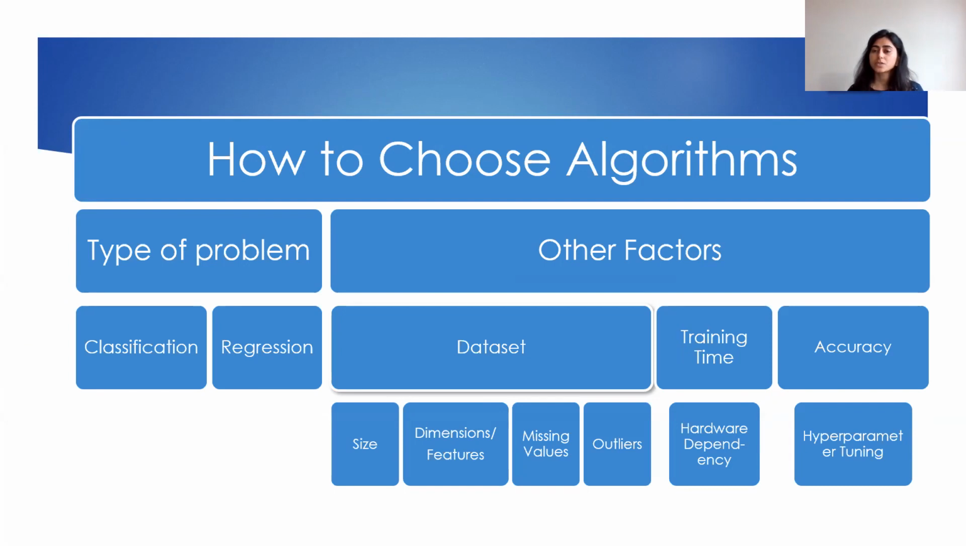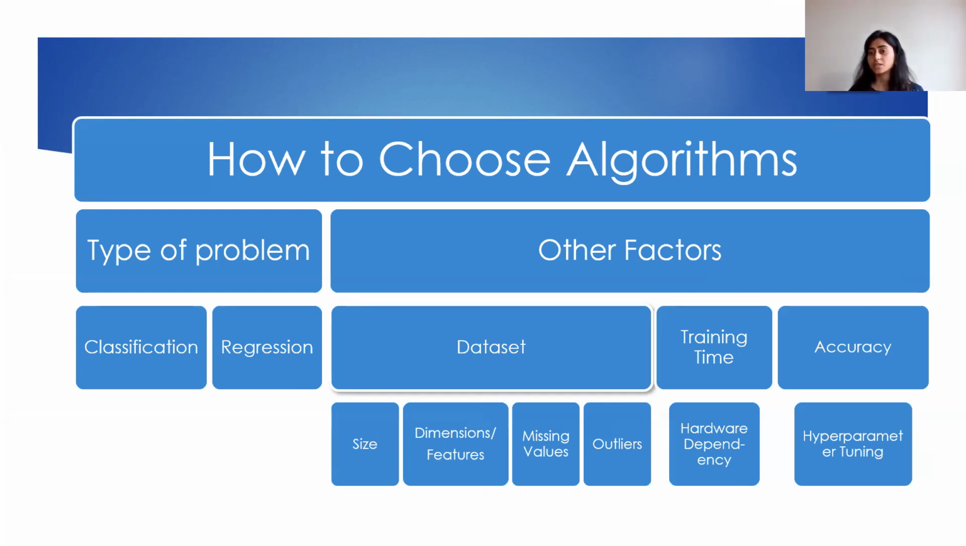Another factor we should concentrate on is the data set, what kind of data set we have, because the data set is the main portion of our problem, the main input of our project. What is the size of the data set, is it high dimensional or not, are there missing values or not, are there outliers or not.